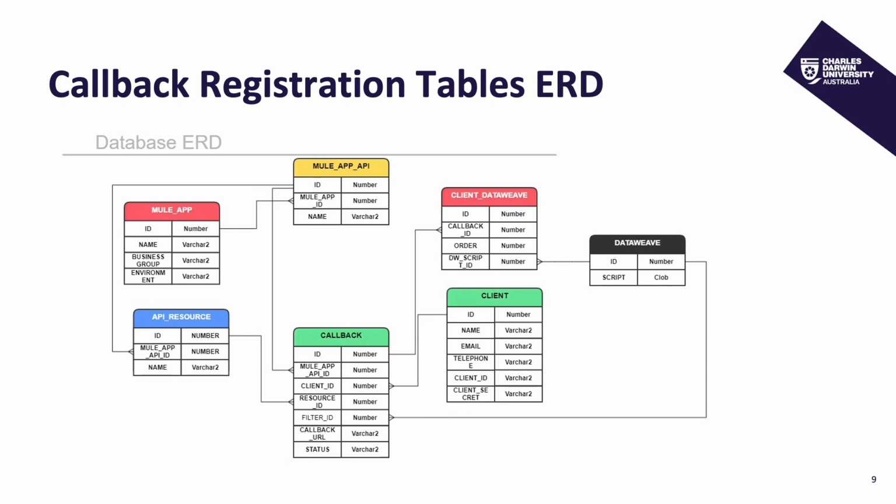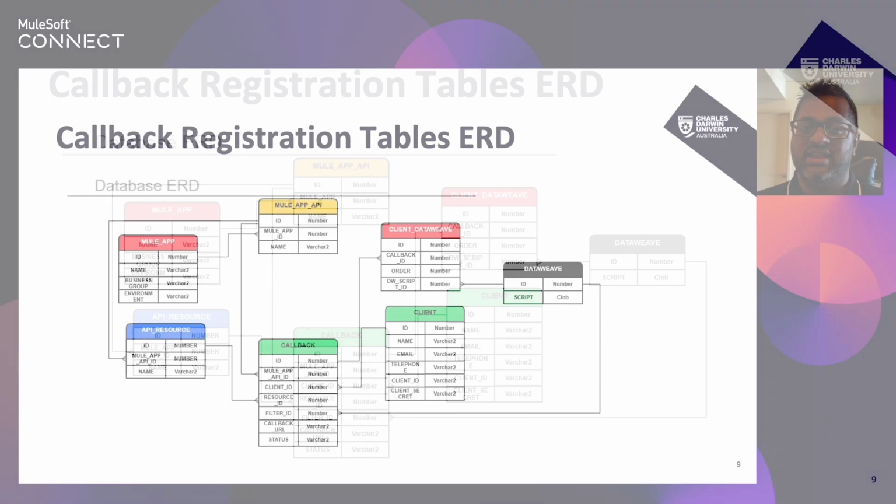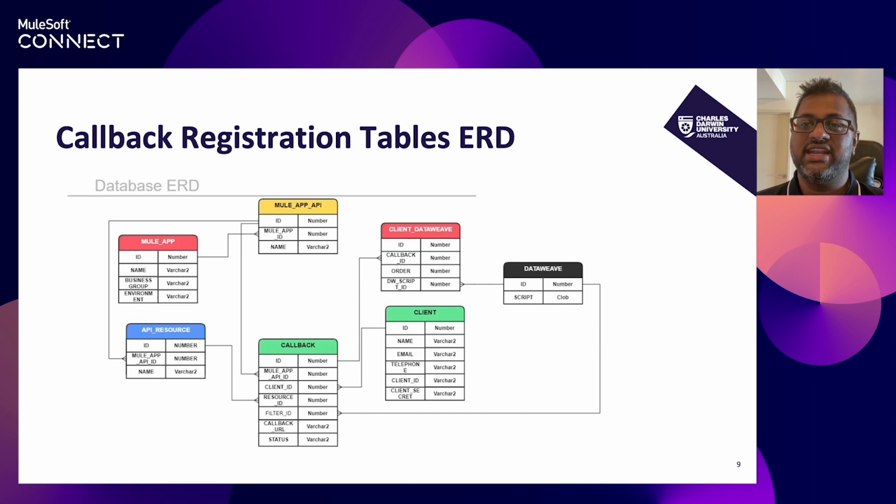Access to these tables is also via APIs. The structure of these tables is flexible enough to accommodate any API and any resource, and if required, it can also execute multiple DataWeave scripts in a sequence, if that is required.